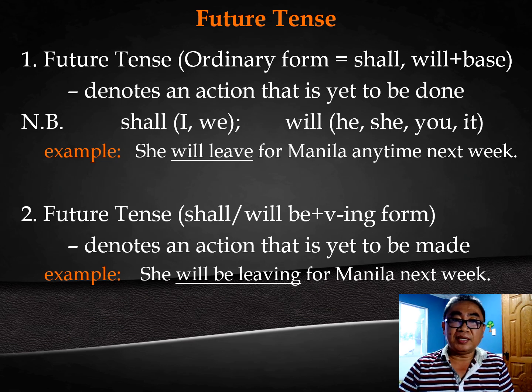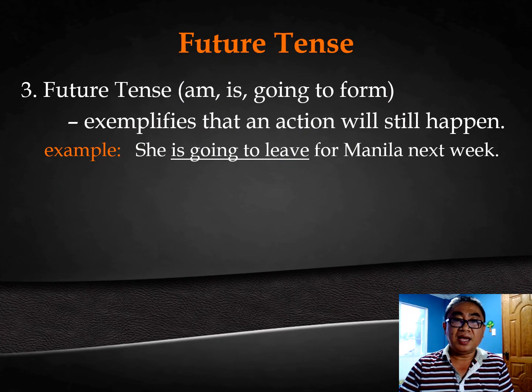So we will go to the next presentation, which is the future tense, the is going to form of the verb. So that exemplifies that the action will still happen. She's going to leave for Manila next week. So going to plus a base form of the verb. That is exactly referring to an action that will still be made.